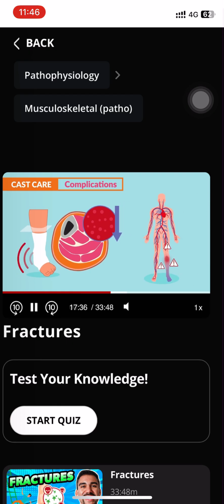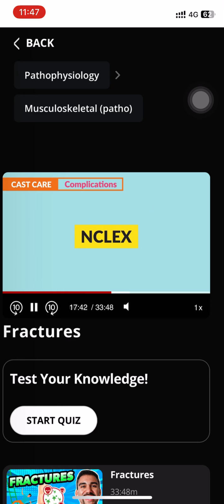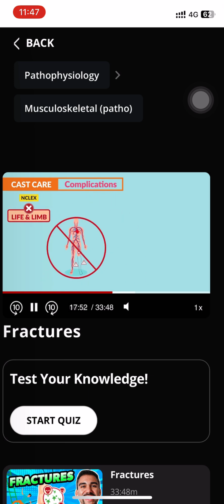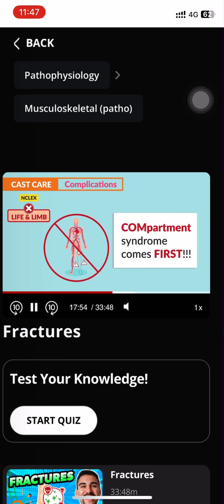That cuts off all blood supply and oxygen, resulting in a loss of limb. That's no good. The NCLEX will typically give you a few patients, asking you to prioritize which one is worse. So on the NCLEX, always think loss of life, then loss of limb. Don't lose the limb here. So compartment syndrome comes first.